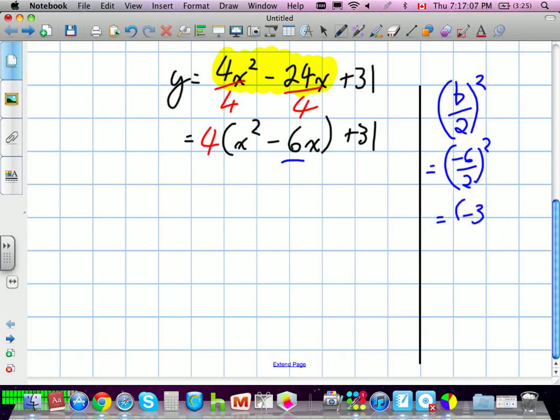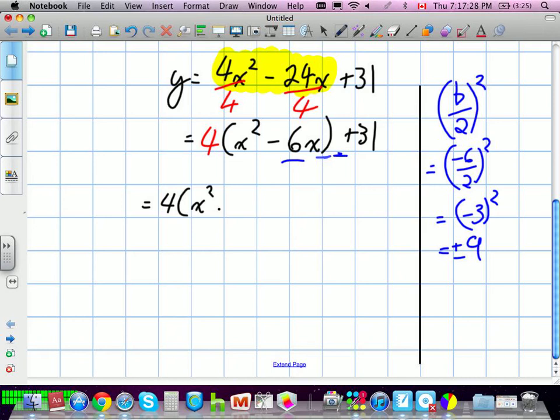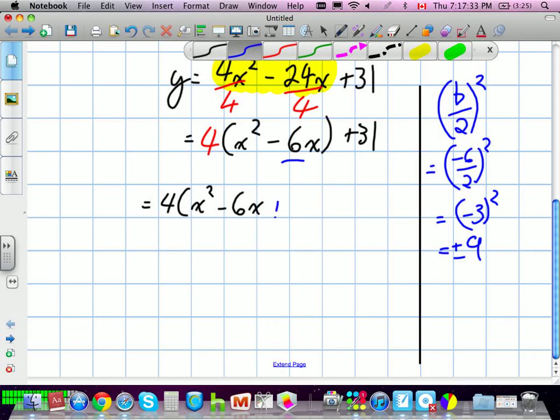The reason we're going to do this is we're going to add and subtract 9 inside of this bracket here. Okay, so I'm just going to move this over just a little so we can fit it. 4(x squared minus 6x. Now, here's the thing. I'm going to add 9 and subtract 9. Now, that's like adding what number? If I add and subtract 9? Nothing. So it's like I've done nothing to the equation.